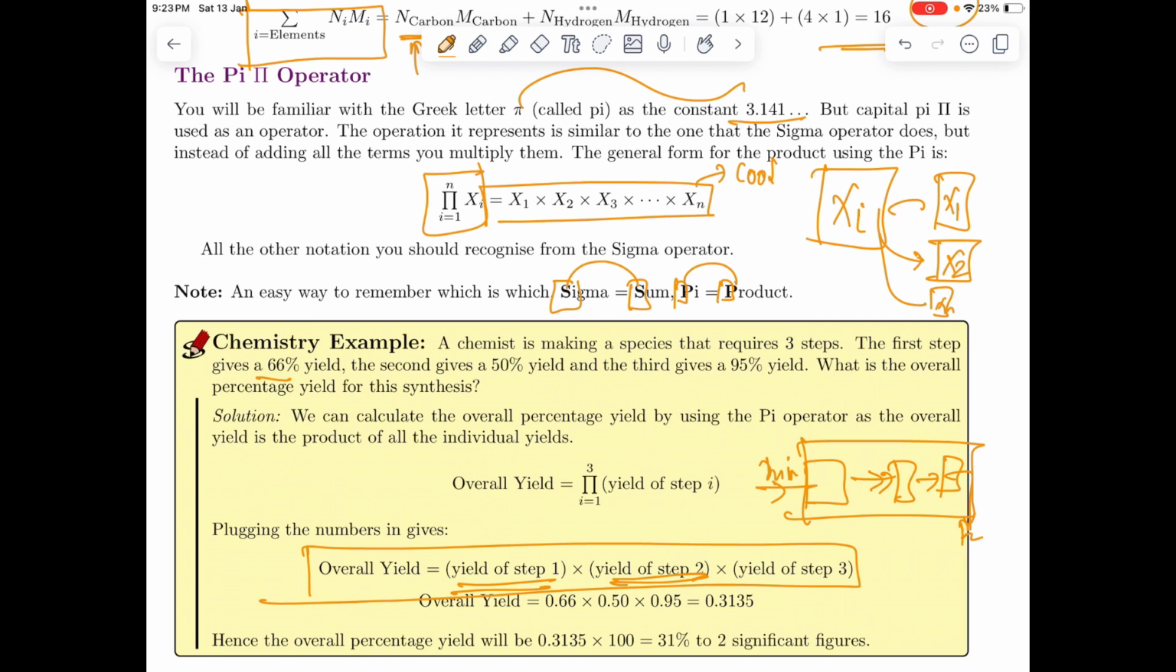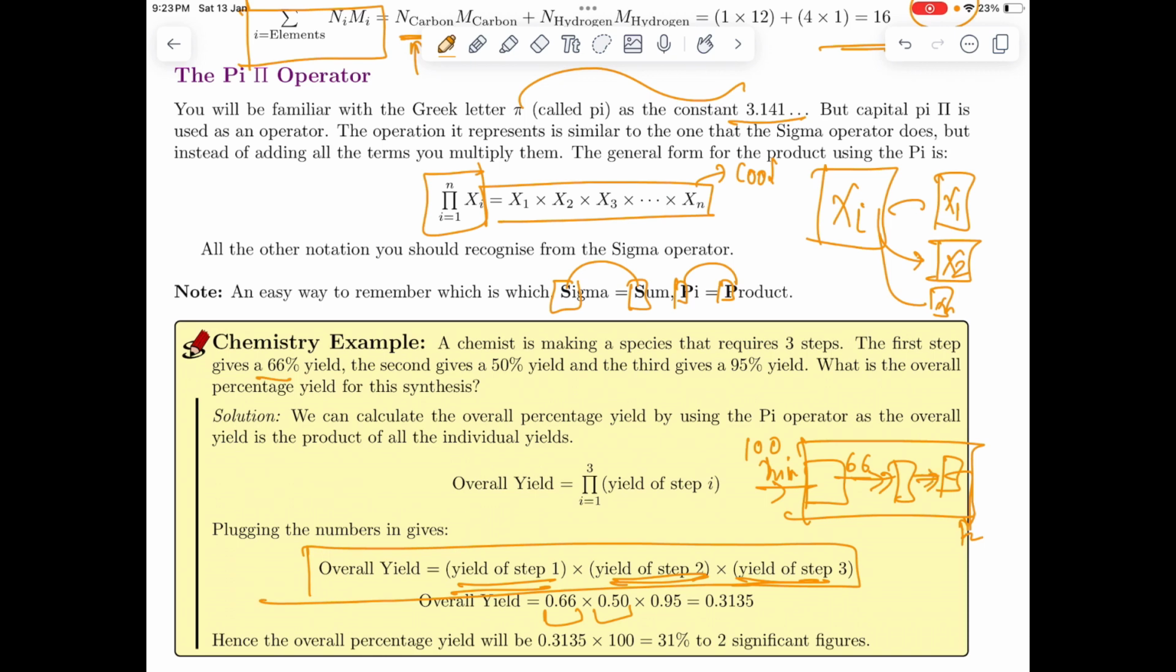Because the overall yield will be the yield of the first step times the yield percentage of the second step and the yield percentage of the third step. So let's say if you have 100 units of something in the first step, you are going to gather 66 units. The second step, it's 50% of 66 units, right, which is 33. And in the third step, it's 95% of 33.